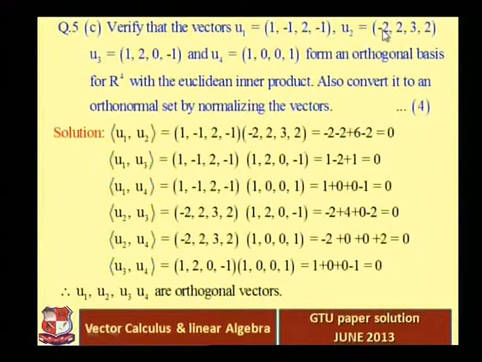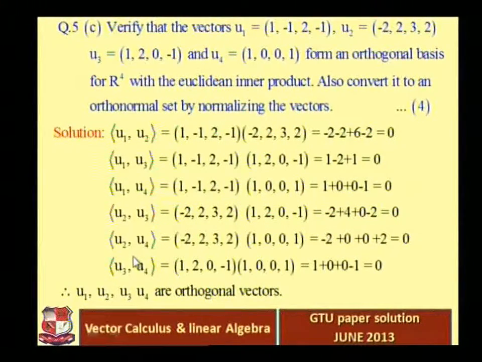Now next we have to take inner product u2 u3. Inner product u2 u3 is (-2, 2, 3, 2) with (1, 2, 0, -1). So when you take the dot product, -2 into 1 is -2, plus 2 into 2 is 4, plus 3 into 0 is 0, and plus 2 into -1 is -2. So this is -4 plus 4, that is equal to 0.